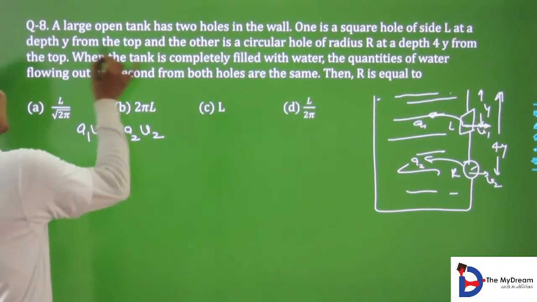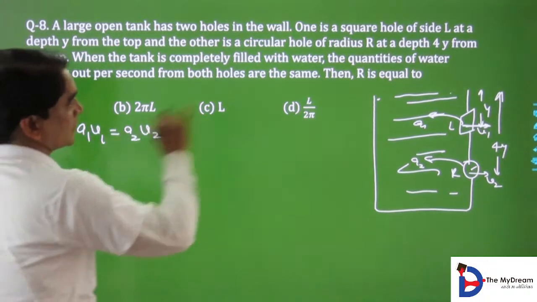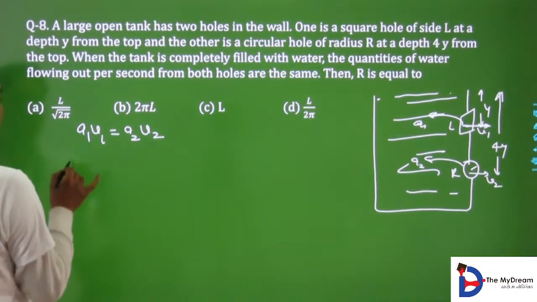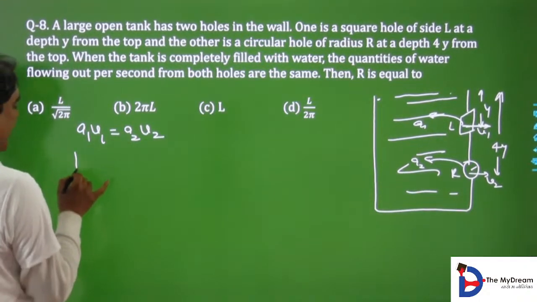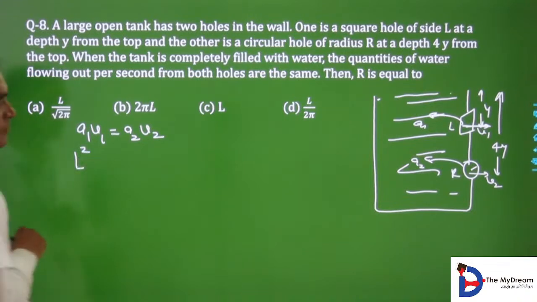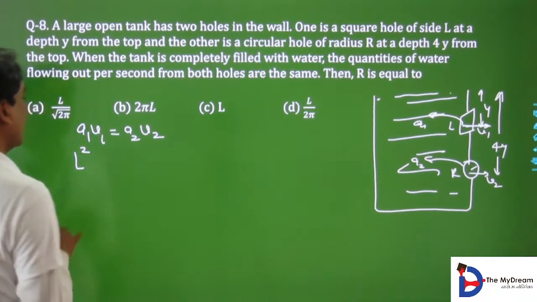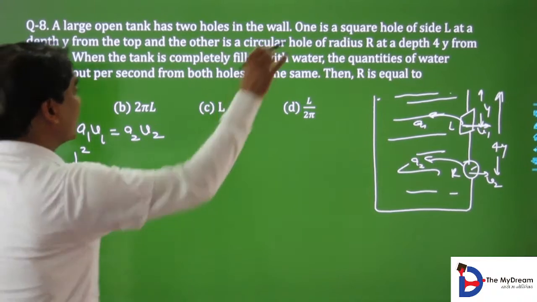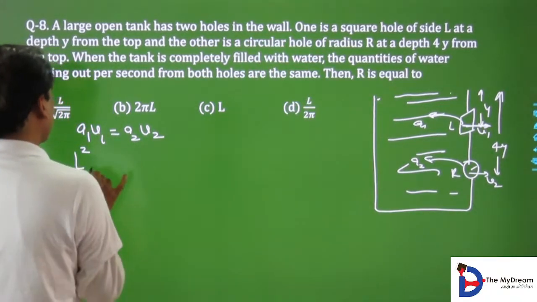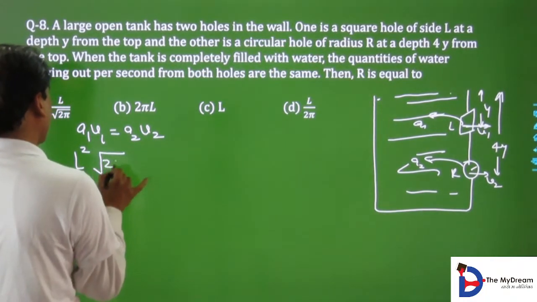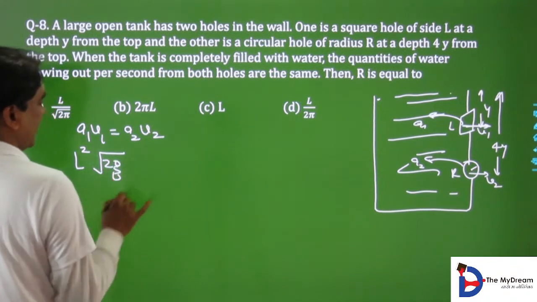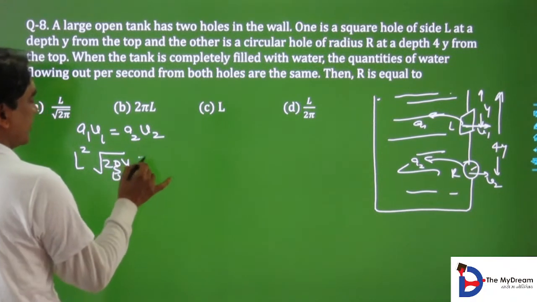So there is a square hole, the area of the square is side squared, so L square. At a depth y, the velocity is v equal to under root 2gh. But in place of h, you can write down y.